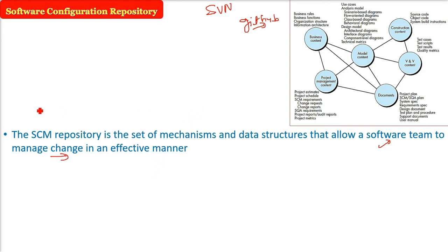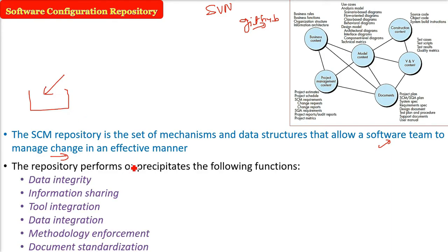Okay, the SCM repository is all about your data and content; all of it is there. So it needs to have some tools, functions, mechanisms, and a data structure. This repository performs functions like data integrity, information sharing, tool integration, data integration, methodology enforcement, and document standardization. Most of the time we talk about what the repository is providing, and it is providing for your change management of different baselines and work products.